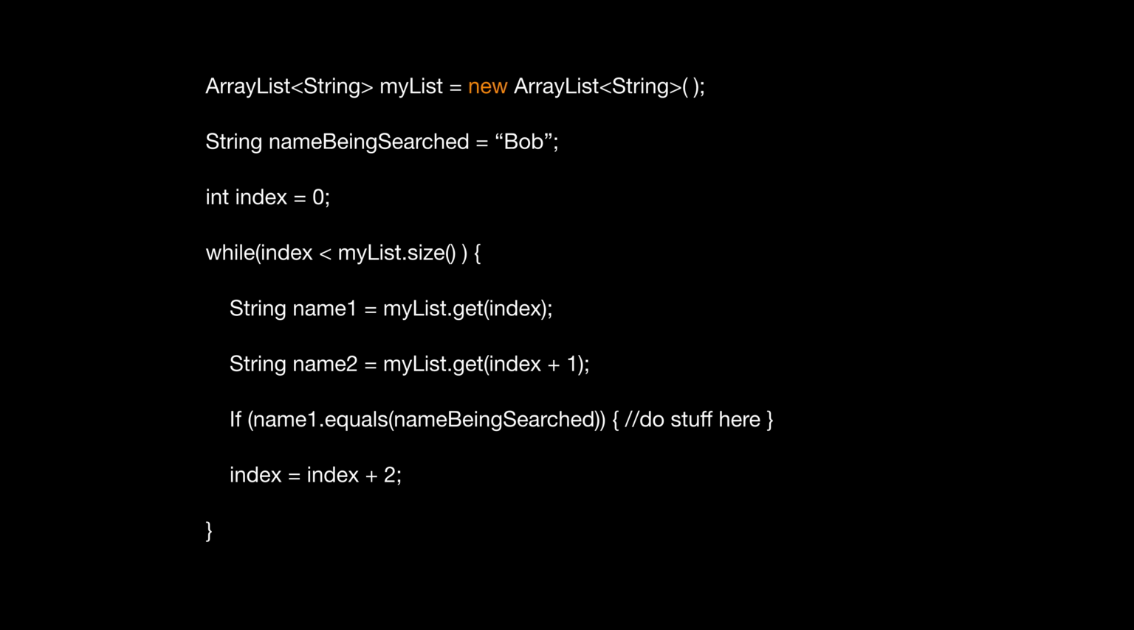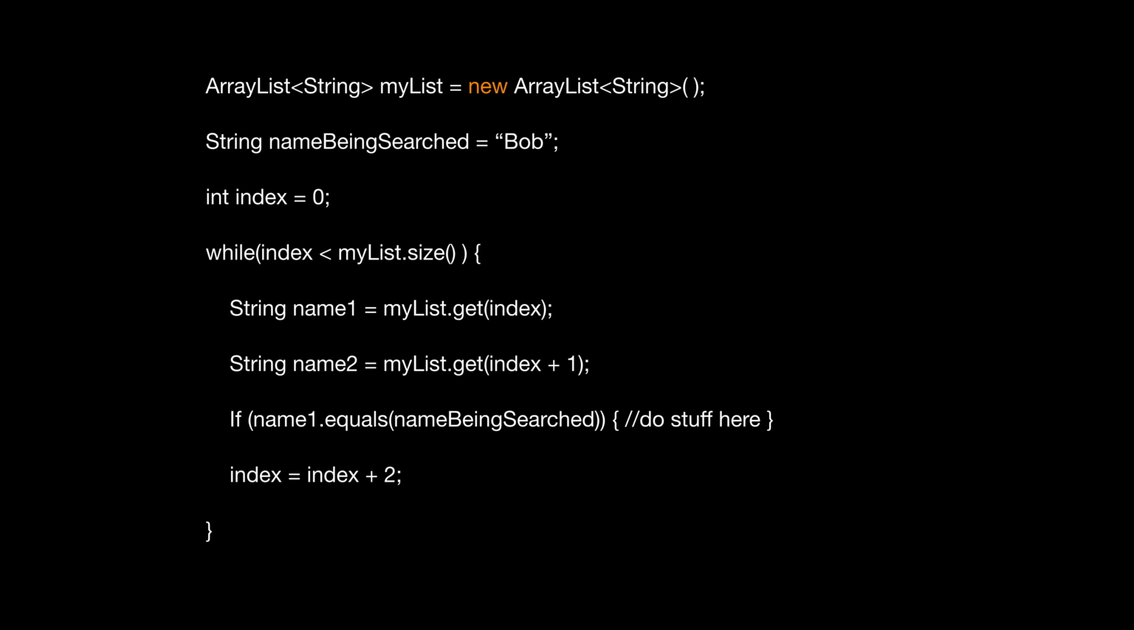But what if we wanted to search? We're going to do something slightly more useful than just looking at everything. We want to check for something. We're looking for Bob, so the name being searched is Bob. We're going to start the index at 0. We're going to continue to look through the list until the index is not less than the size. So once the index is greater than the size, we're going to stop.